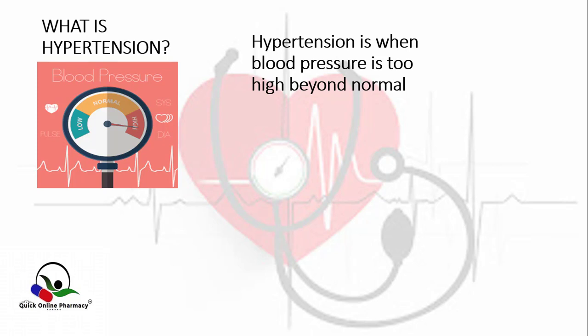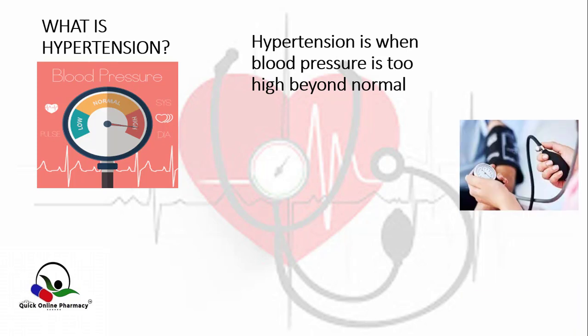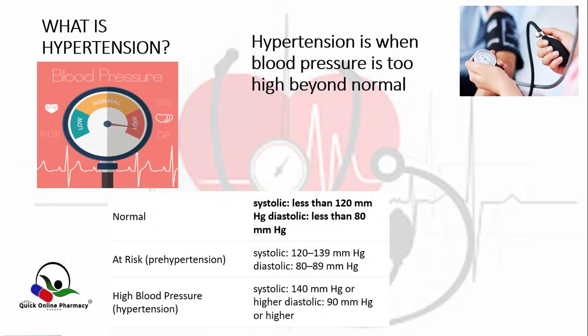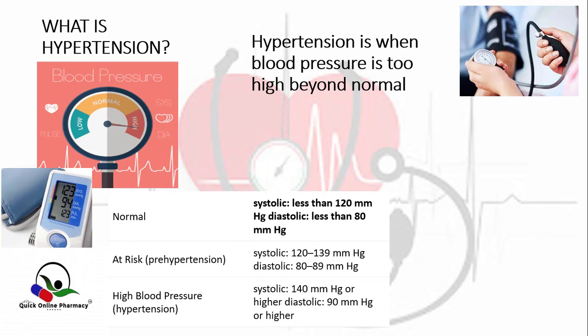We shall also make another video about hypotension, but let's first make this one on hypertension. There are also devices that can be used to measure blood pressure. I think those people with high blood pressure have seen such devices. So what are the normal ranges of blood pressure? Blood pressure is measured in two values. We have the systolic pressure and we have the diastolic pressure.